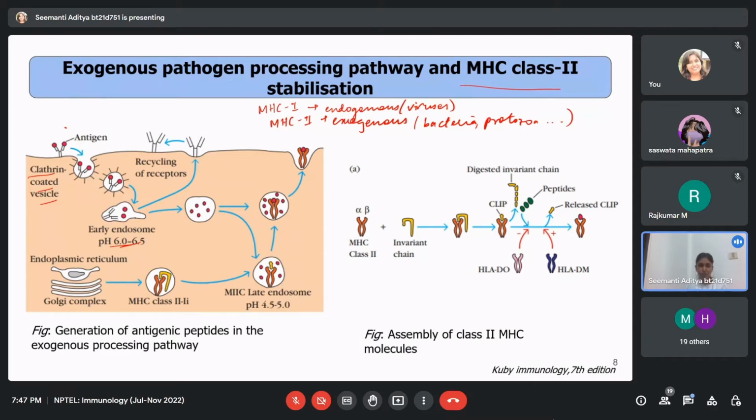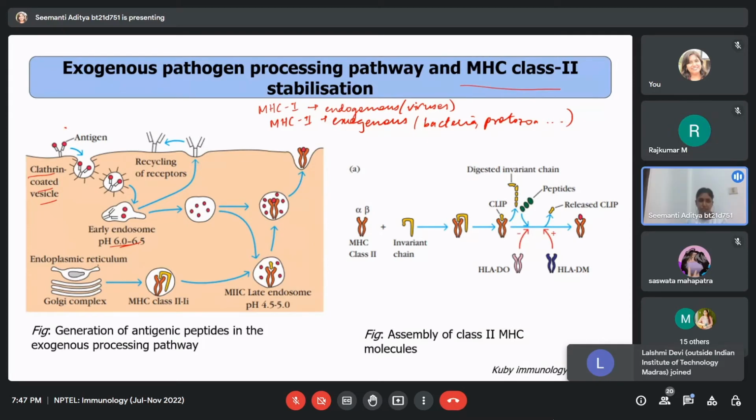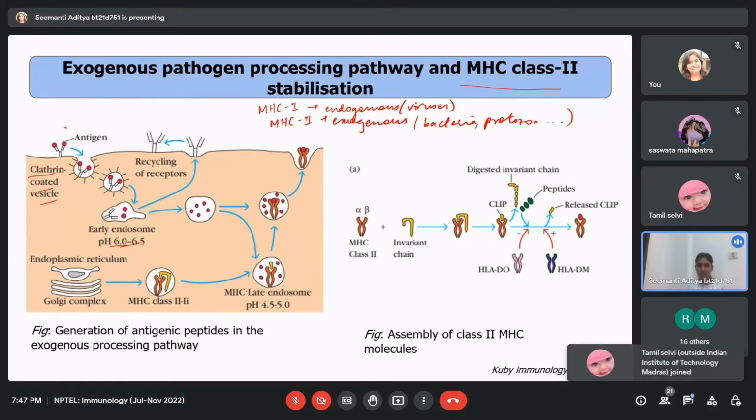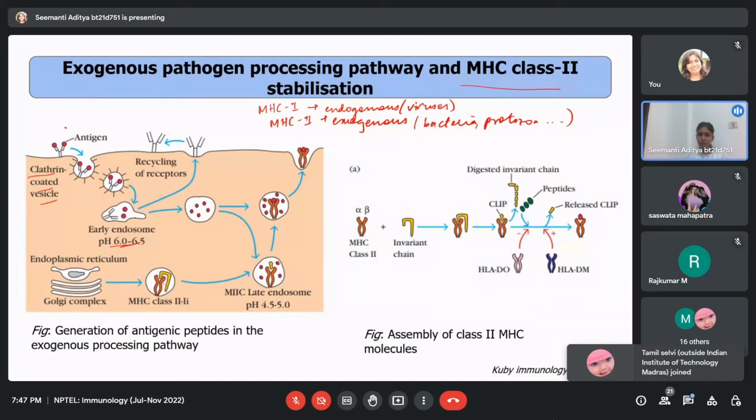So, the MHC class 2 molecule, after being synthesized in the endoplasmic reticulum, goes to the Golgi apparatus and is packed in a small vesicle. In the MHC class 2 vesicle, why is MHC class 2 stable? Because any kind of MHC molecule is unstable whenever it is in a peptide-unbound state. But here, why is MHC class 2 stable? Because it is bound to another peptide, which is known as the invariant chain. We will talk about the invariant chain.